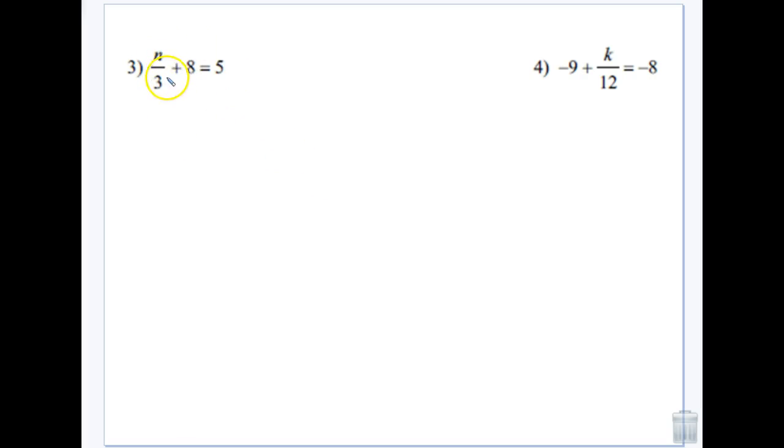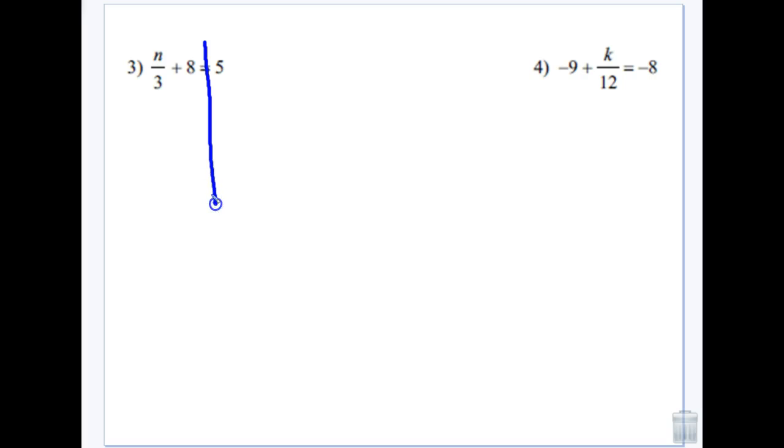I have n divided by 3 plus 8 equals 5. Do I have any parentheses? So I don't have to do that. What's my next step? Y'all wrote it down. Add the opposite. So I'm not going to touch this yet, but I do have this plus 8, right? So what is the opposite of plus 8?